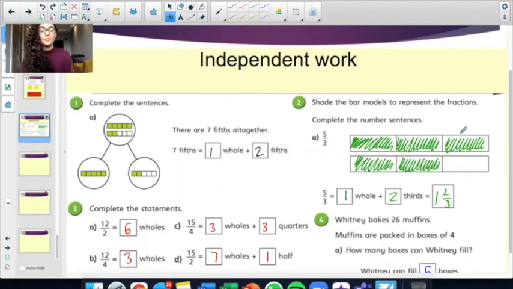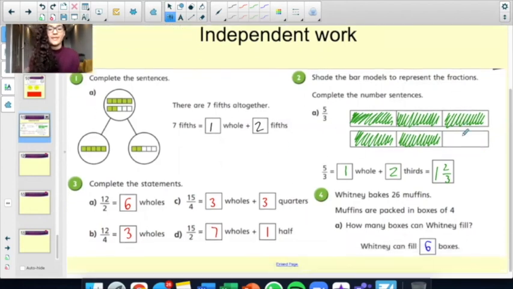Question number 2. Shade the bar models to represent the fractions. The fraction you are representing is 5/3. So the way in which you would complete it is by shading in 5 of those parts. 5 over 3, or 5/3, is the same as saying 1 whole and 2/3. And that can be written in this way. It can be written with the 1 being big and then the fraction of the remainder written next to it.